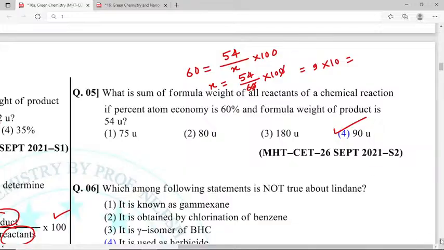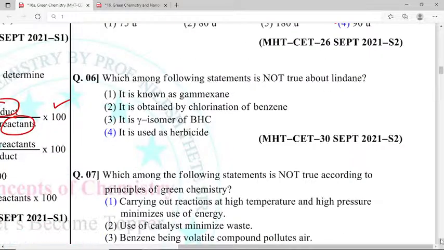Which of the following statements is not true about lindane? It is known as gamma hexane. Yes, it is correct, so not the answer. It is obtained by chlorination of benzene. Yes, it is obtained from chlorination of benzene. It is the gamma isomer of BHC. Correct. It is used as a herbicide. No, it is not used as a herbicide. It is an insecticide. So this is your answer, not true about lindane.